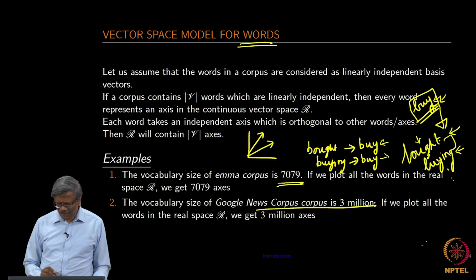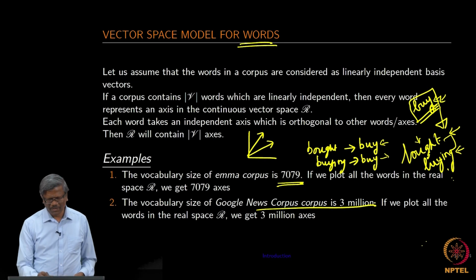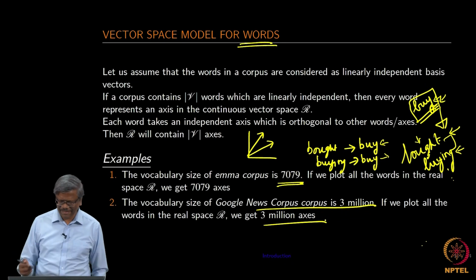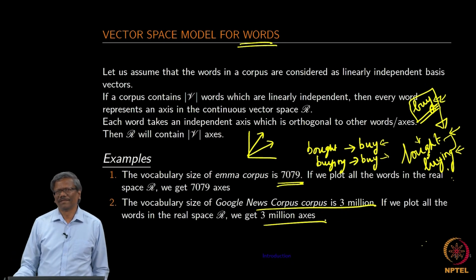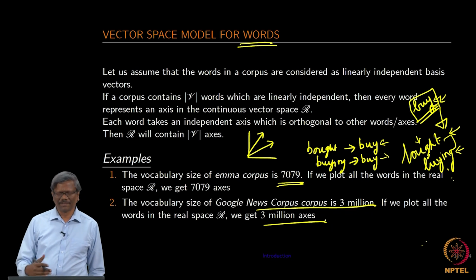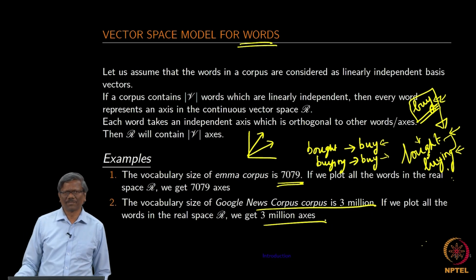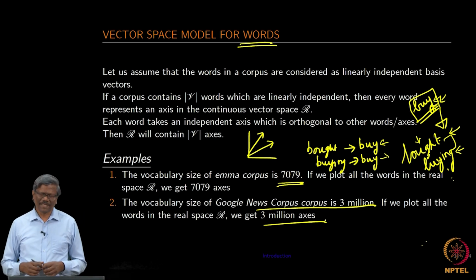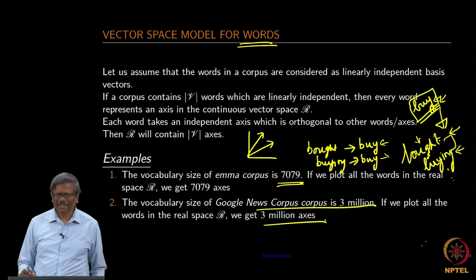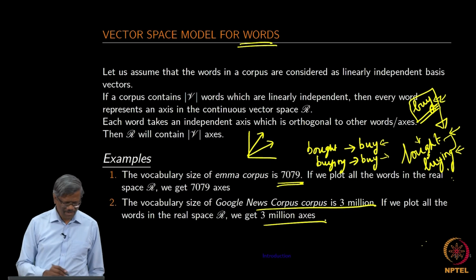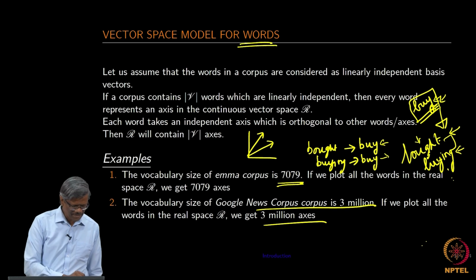And then if you have about 3 million words in the corpus, we are going to have 3 million axes. That is pretty huge, right. So, it is very difficult to imagine beyond 3 axes for us. So, we need to be able to do certain operations in the vector space model to reduce the number of axes, at the same time bring in those words that are close enough into one axis. So, that is the main idea of the vector space model.